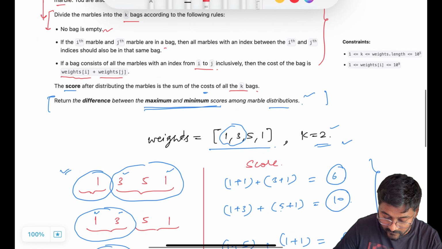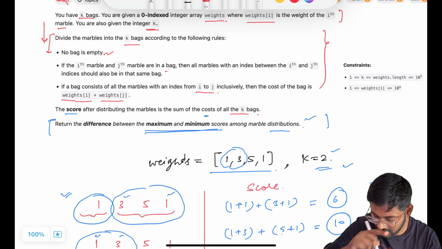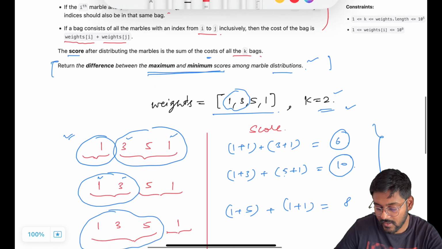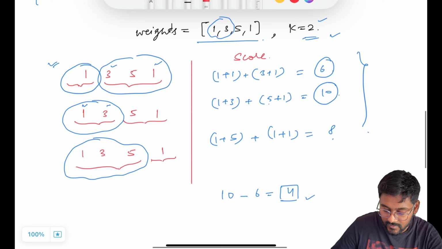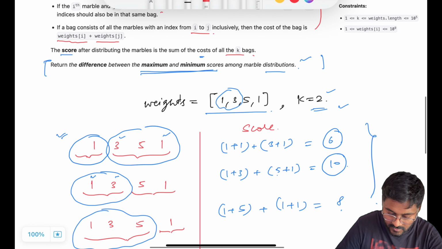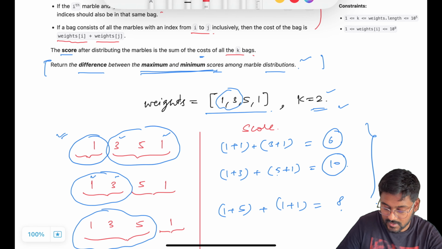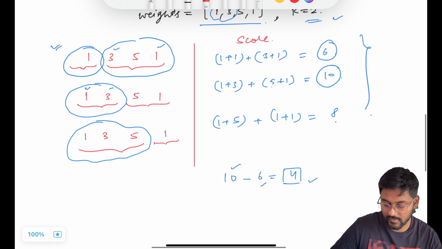It means that if we divide these marbles with weights given to us into k bags, then there might be multiple possibilities, and from those possibilities, these are the scores I'm getting. Sometimes I'm getting a 6 score, 10 score, 8 score. Among those scores, whatever is the maximum score and whatever is the minimum score, I just have to capture the difference. Return the difference between the maximum and the minimum scores among the marble distributions. So in this case 4 will be the value, and we have to return 4.